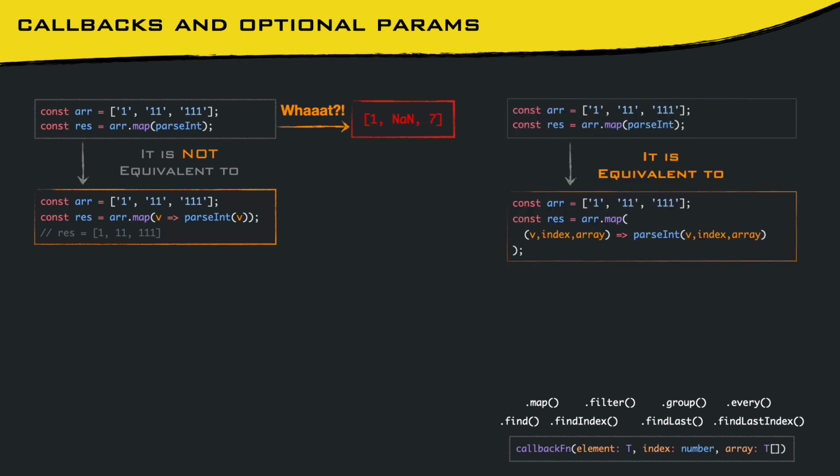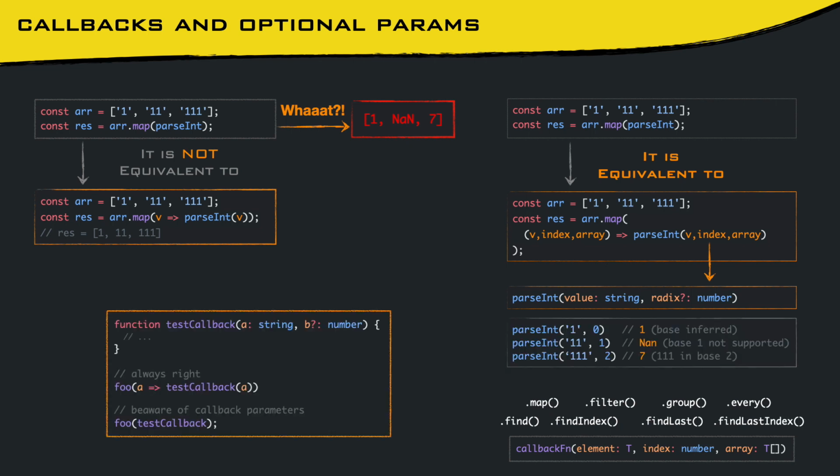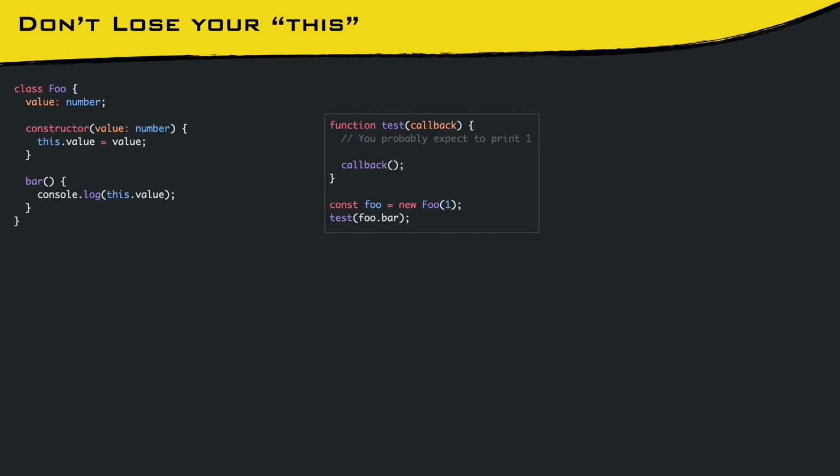So what happens is that the 3 parameters are passed to the parseInt function, and the second callback parameter, the index, is used as the radix for the parseInt. So the output is that one. When you pass a function reference, watch out for the callback parameters. And if you have optional arguments, or optionals may be added in the future, it's better to use an arrow function. Optional parameters are not the only thing to watch out for when you work with callbacks.